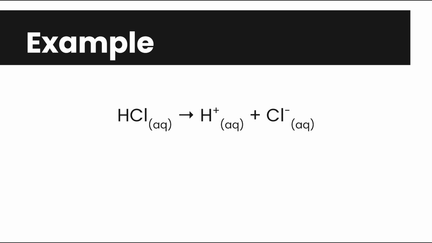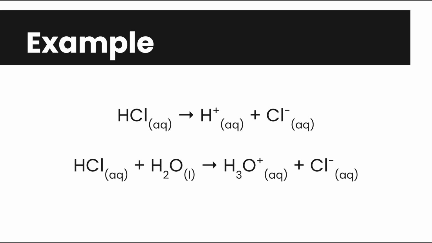Now, more correctly, we should really be writing it as a reaction with water. And so HCl reacting with water is going to create hydronium ions, or this H3O+ ion, plus the Cl- ion. So those are two different ways that you might see an acid represented in terms of this definition in the Arrhenius theory.